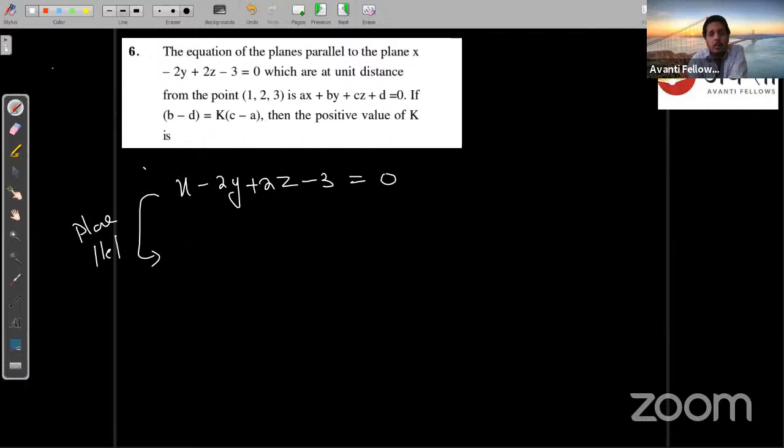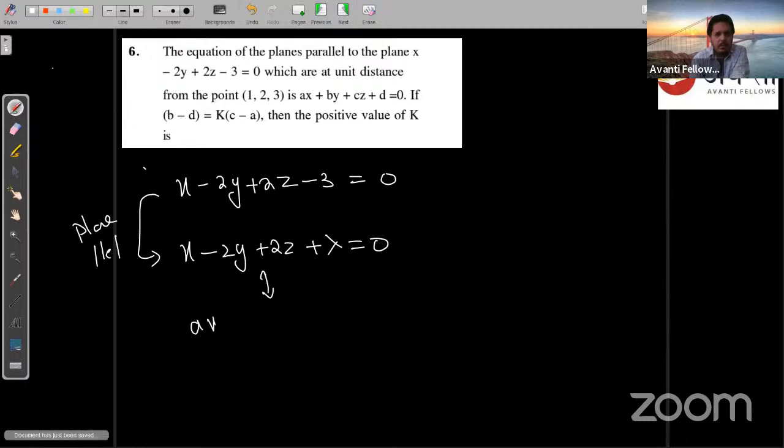So what can I say? Obviously, I can say it is x minus 2y plus 2z plus lambda is equal to 0. So obviously the constant is the only thing which has to be changed. The ratios of the coefficients should be equal, right? That is the meaning of parallel. So we got the plane which is parallel to the given plane. That's fine. And what is the other thing he has given? He is saying this one has been given as ax plus by plus cz plus d is equal to 0. So already we got a, b, c, we just have to find the value of d.